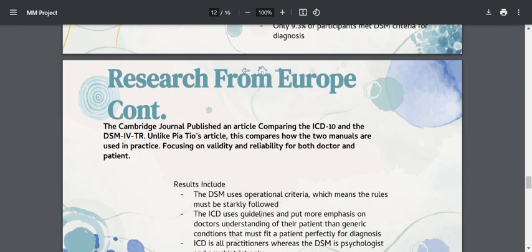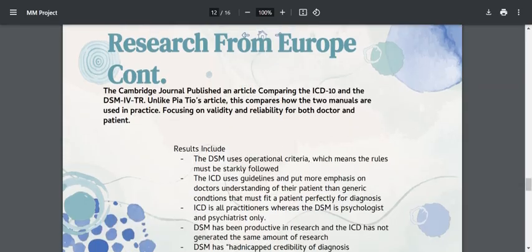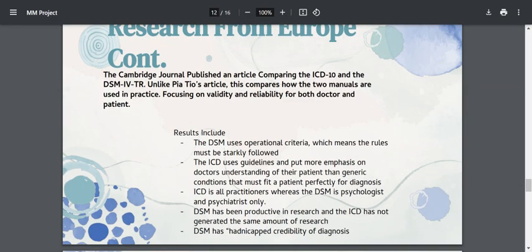The Cambridge Journal published an article comparing the ICD-10 and the DSM-IV-TR. Unlike Pia Teo's article, this compares the two manuals and how they're used in practice, focusing on validity and reliability for both the doctor and patient. The results include the DSM uses operational criteria, which means the rules must be starkly followed. The ICD uses guidelines and puts more emphasis on the doctor's understanding of the patient than generic conditions that must fit a patient perfectly for diagnosis.